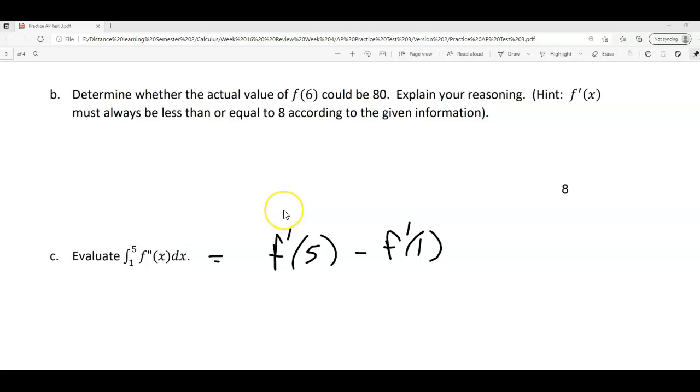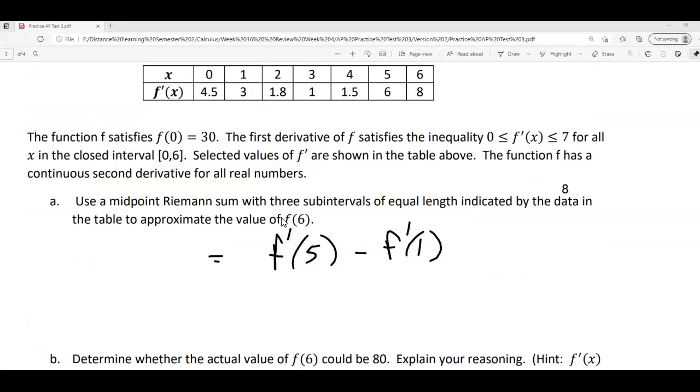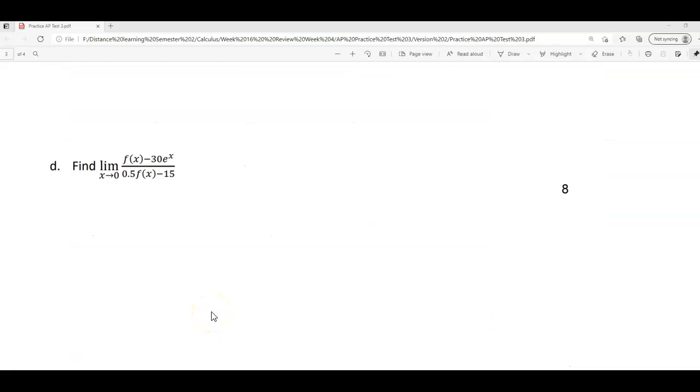So to answer this question, I just need to look at my table. F of 5, I'm going to make this so I can see it. F of 5 is 6, so let's go ahead and write that. Or f prime of 5. And f prime of 1 is 3, and so for this one, the answer is 3. Let's go ahead and move on to the next one, part D.